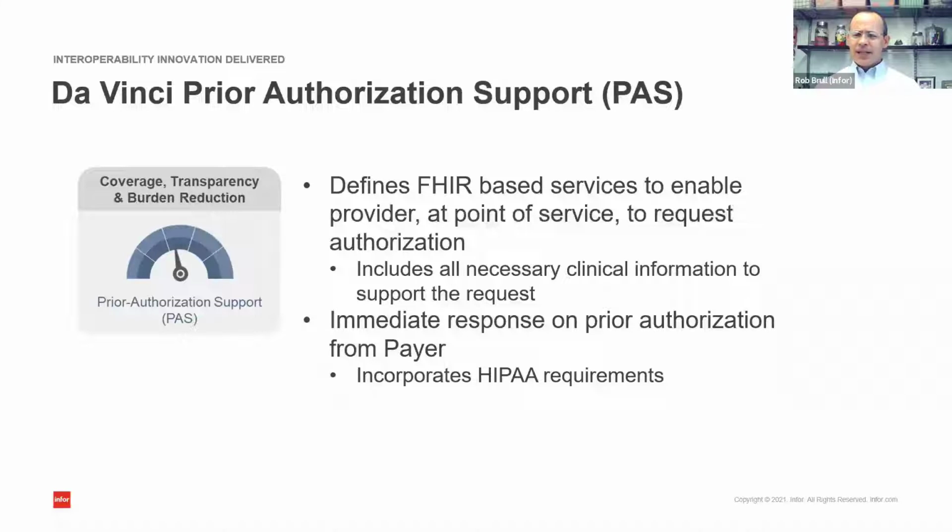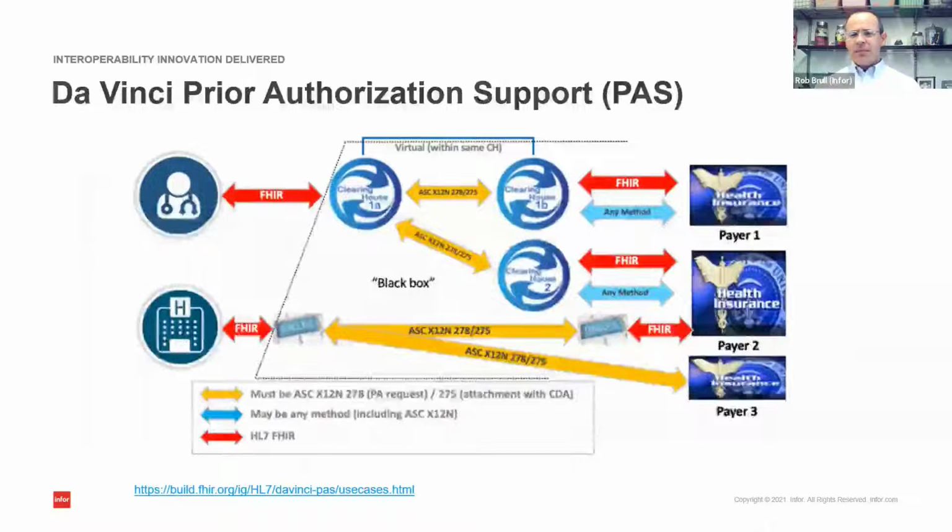On the next slide, I took this particular chart from the implementation guide posted by the Vinci group. It shows all the different places where this transition from FHIR to X12 can take place. It may take place at a clearinghouse, closer to the provider, or over on the payer side. But the main thing is that from the provider's perspective, when it comes out of their EHR, it'll be FHIR based.